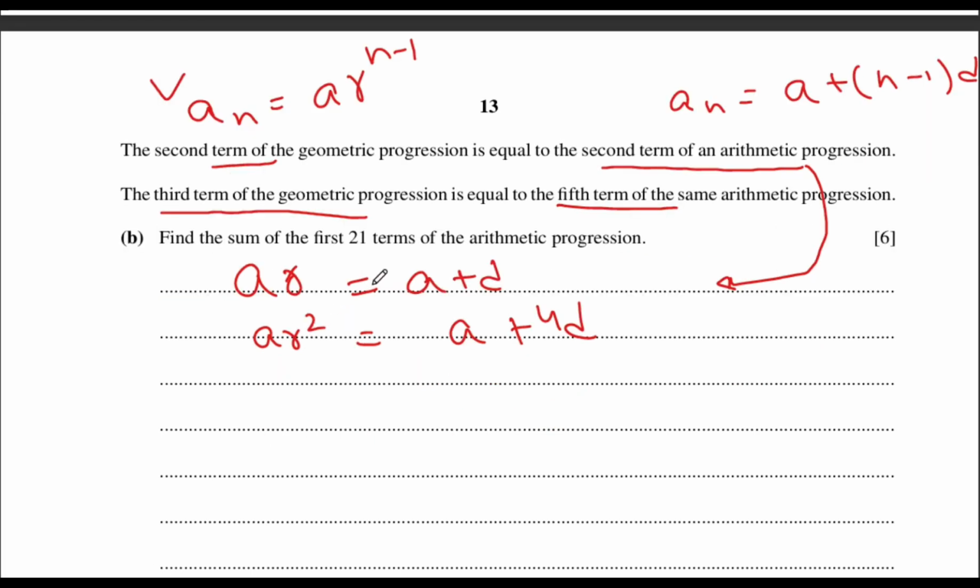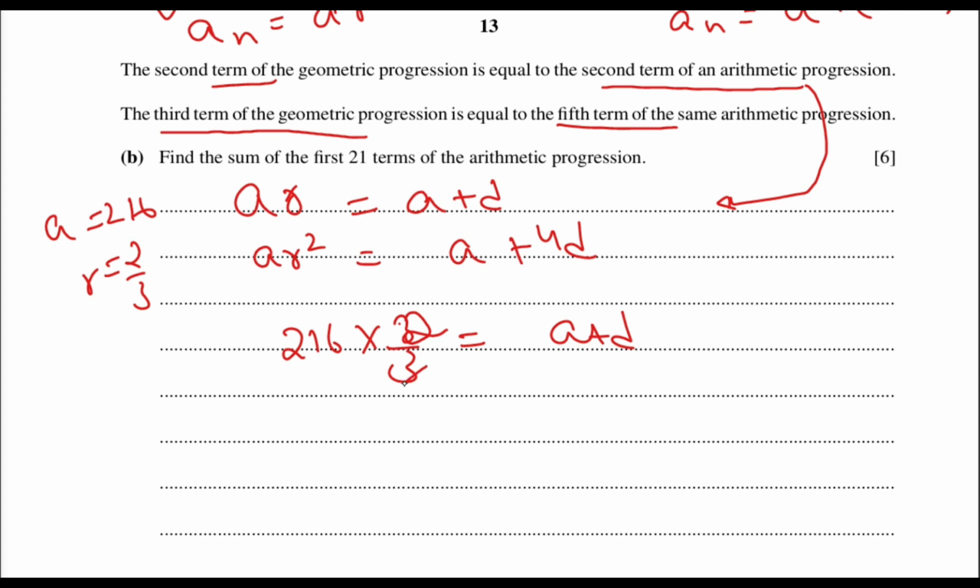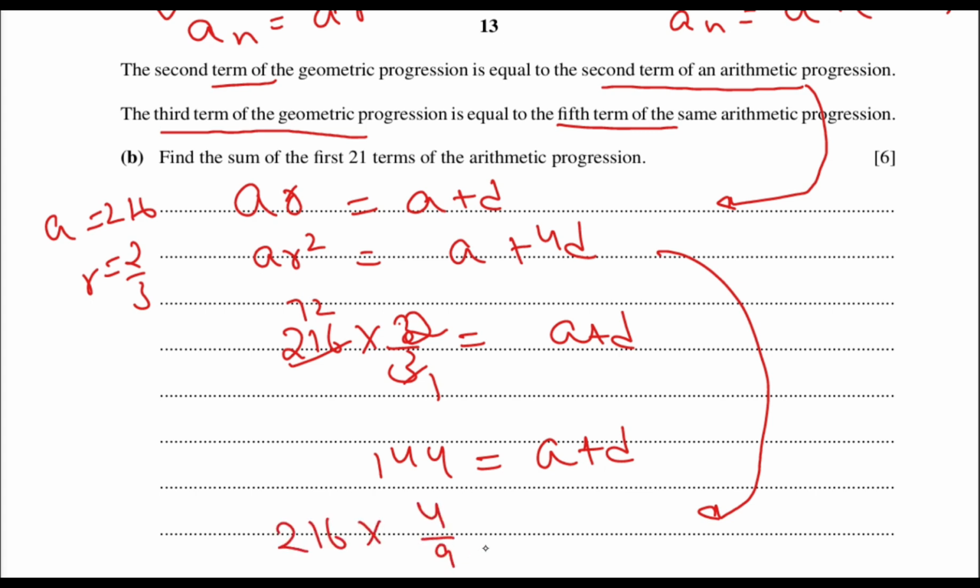Okay, find the sum of the 21 terms of the arithmetic progression. In the first part, we know that a was equal to 216 and r was equal to 2 by 3. So first term ar will become 216 multiplied by 2 by 3, equal to a + d. So 2 by 3 of 216 is 144, equal to a + d. And over here ar square, 216 multiplied by 4 over 9, equal to a + 4d.